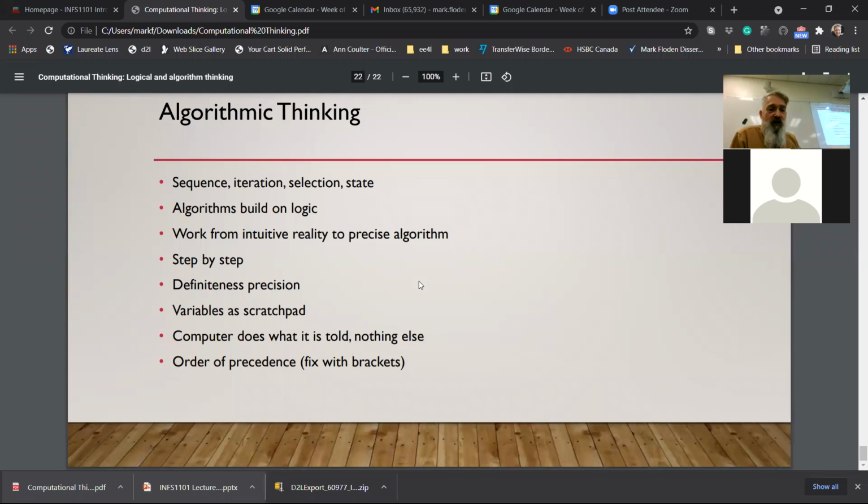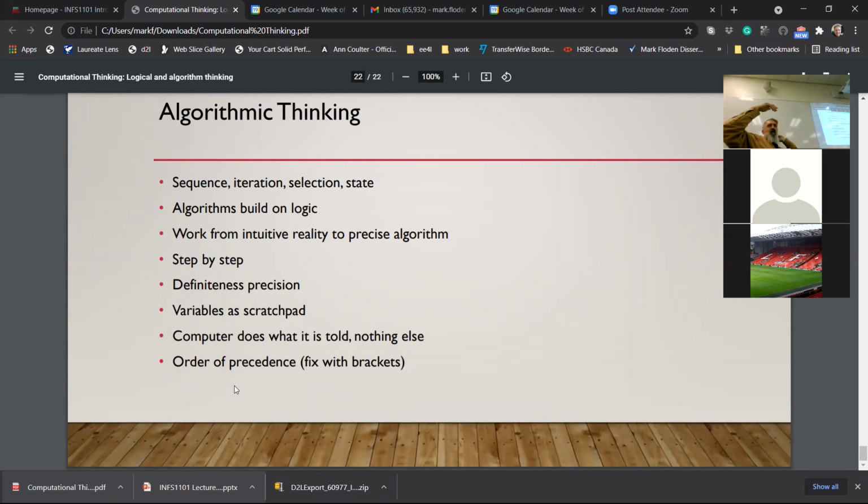The computer won't figure out what's wrong. The computer won't use any common sense. And we have these rules of precedence. When you are doing some calculation with the computer, you remember BODMAS from high school? Brackets, orders, division, multiplication, addition, and subtraction, right?